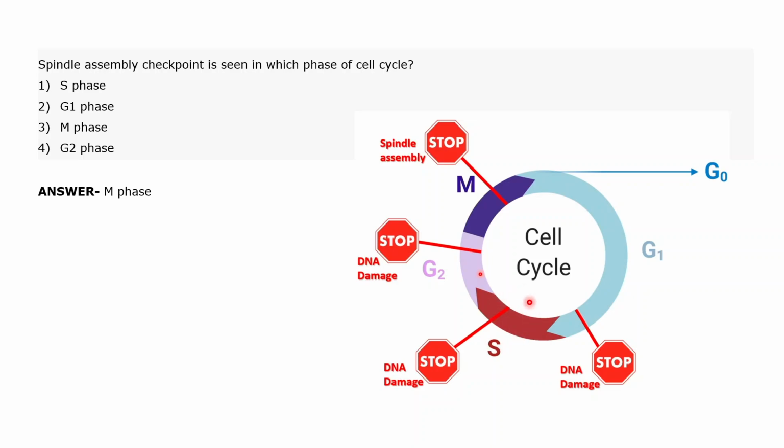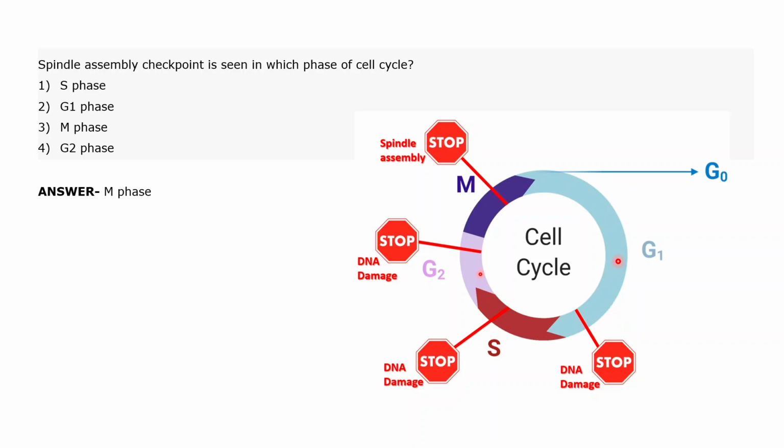If it is the S phase checkpoint, the cell will get arrested in the S phase. If it is the G2 checkpoint, it will get arrested at the G2 checkpoint, and similarly in the G1 phase. So in all three cases a DNA damage checkpoint is present, but in the M phase only the spindle assembly checkpoint is there. So the basic answer is there.